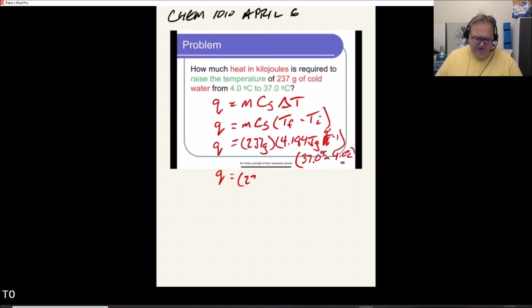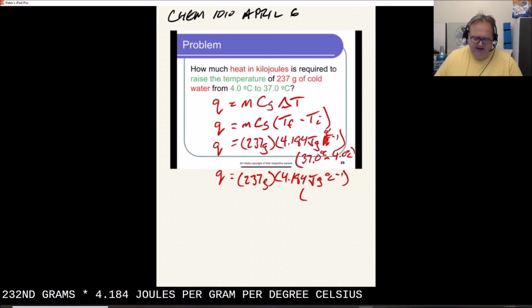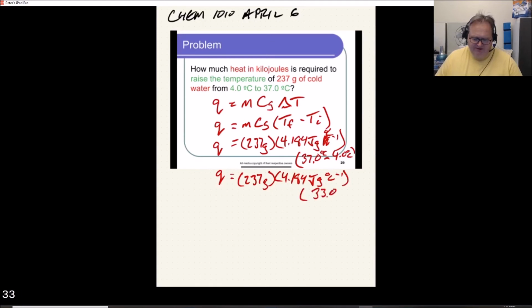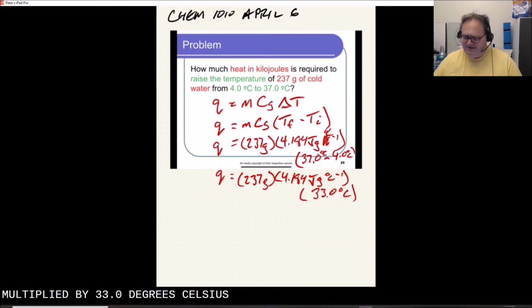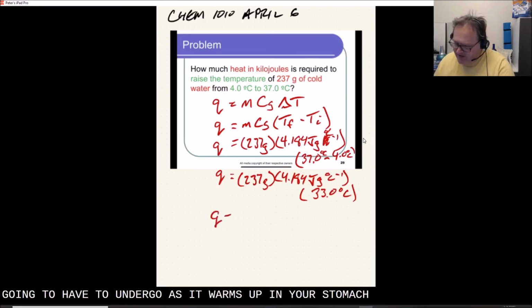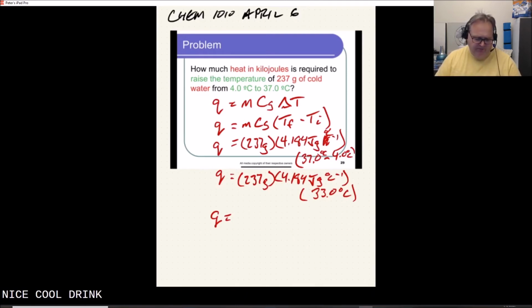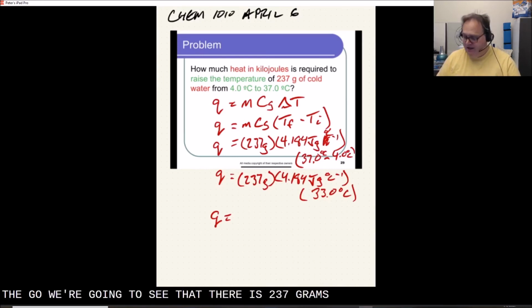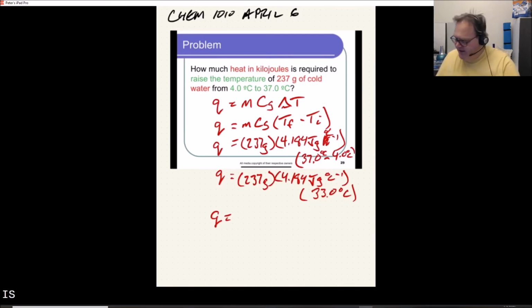So we're going to have 237 grams times 4.184 joules per gram per degree Celsius, multiplied by the 33.0 degrees Celsius increase in temperature that the water is going to have to undergo as it warms up in your stomach after you've taken that nice cool drink out of the refrigerator. So let's get the calculator going. We're going to see 237 grams times 4.184 times 33.